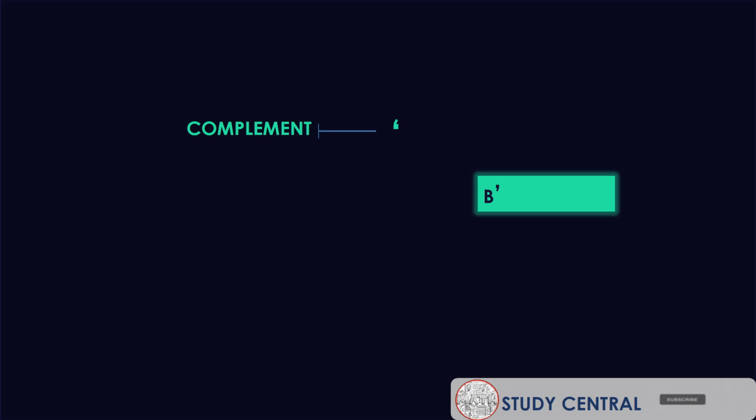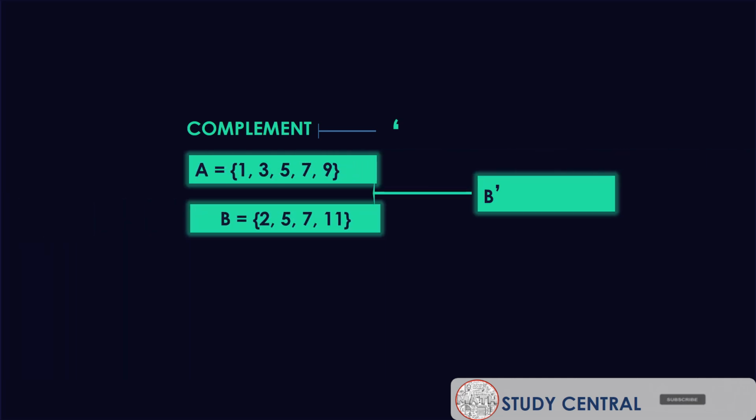To show that an element is not in a set, we use the complement on the name of the set. This is the symbol for complement. The elements of the set B complement are the elements that are not in B. Looking at these two sets, B complement will contain 4 and 5.